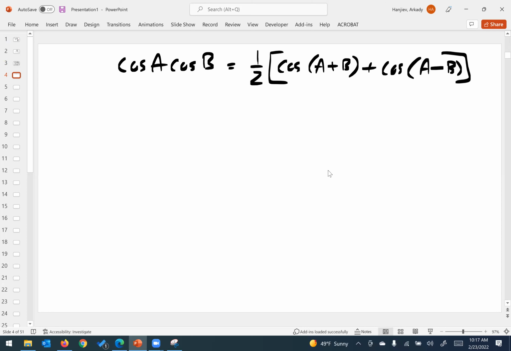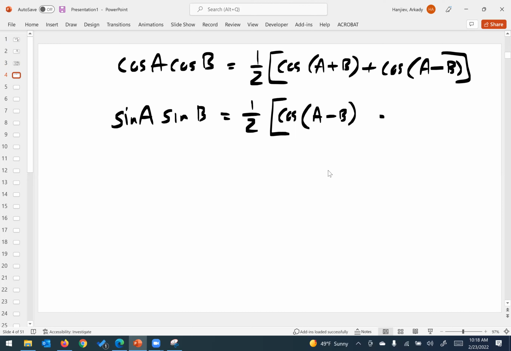There's that one. And the last one, if we subtract the two formulas instead of add, then we get sine of A sine of B is equal to 1/2 cosine of A, and then we could just switch them around. So now notice there's a switch here. They are also here. They're called the product to sum formulas. If you see your textbook, the product to sum formulas are right here.